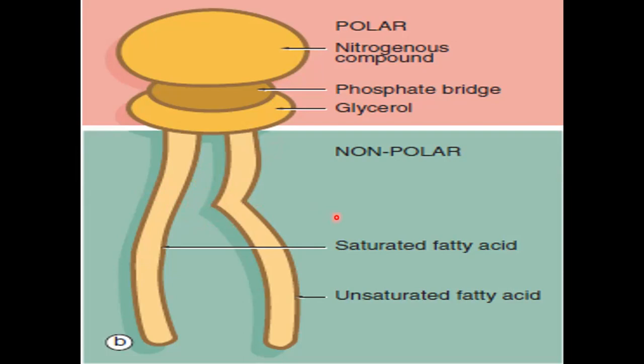The tail is non-polar. Apart from that, if you observe, you see that one of the tails is more straight, like this one. The other one is bent or kinked. So the one that is kinked or bent is made up of unsaturated fatty acids, whereas the one that is straight is made up of saturated fatty acids.